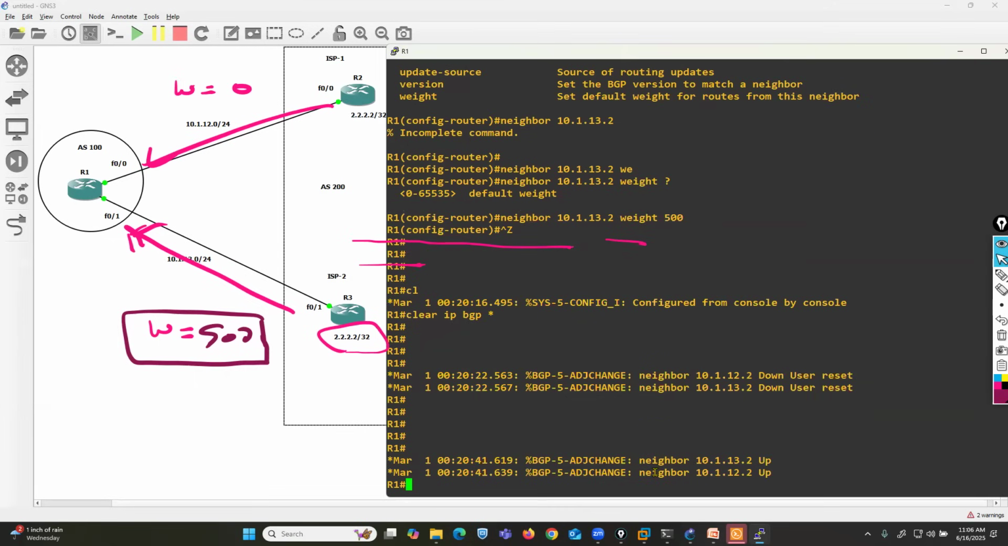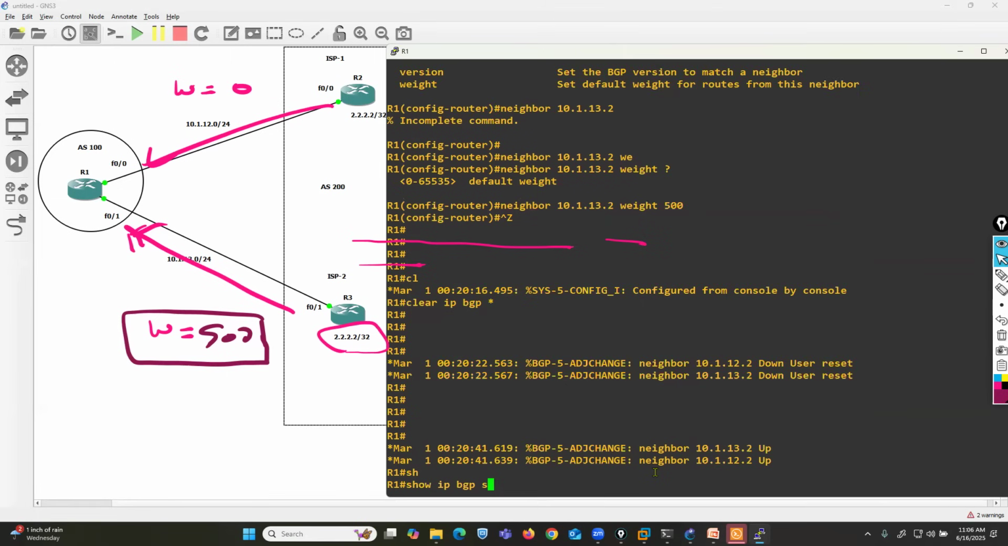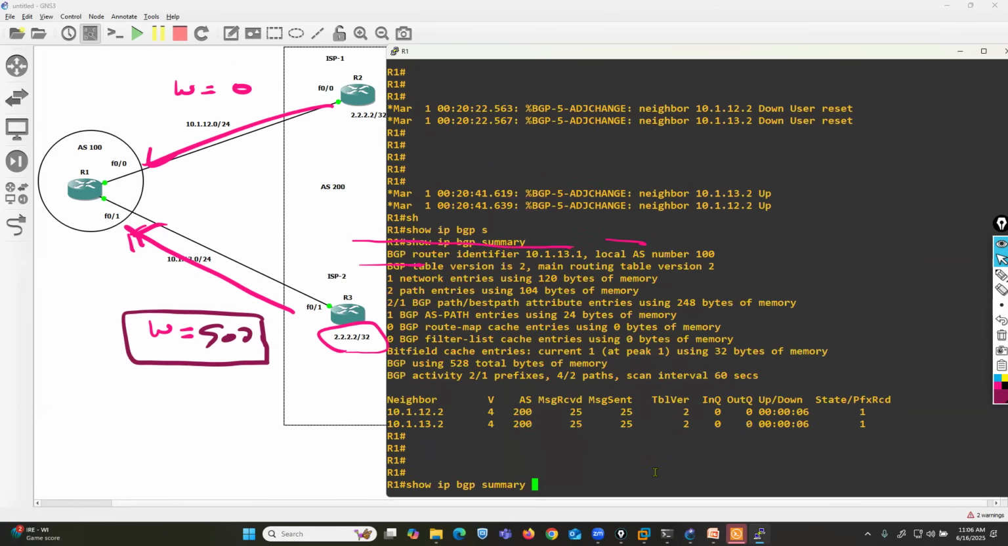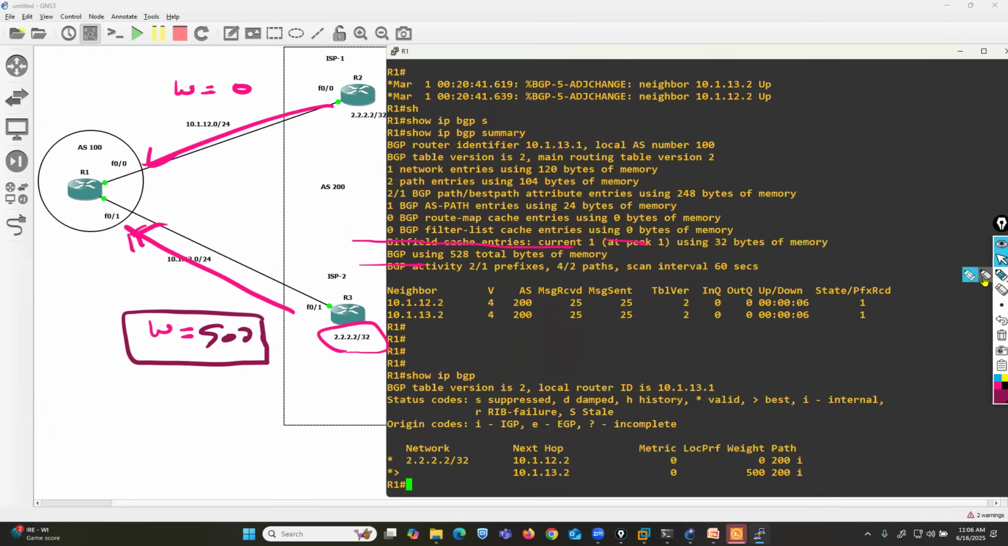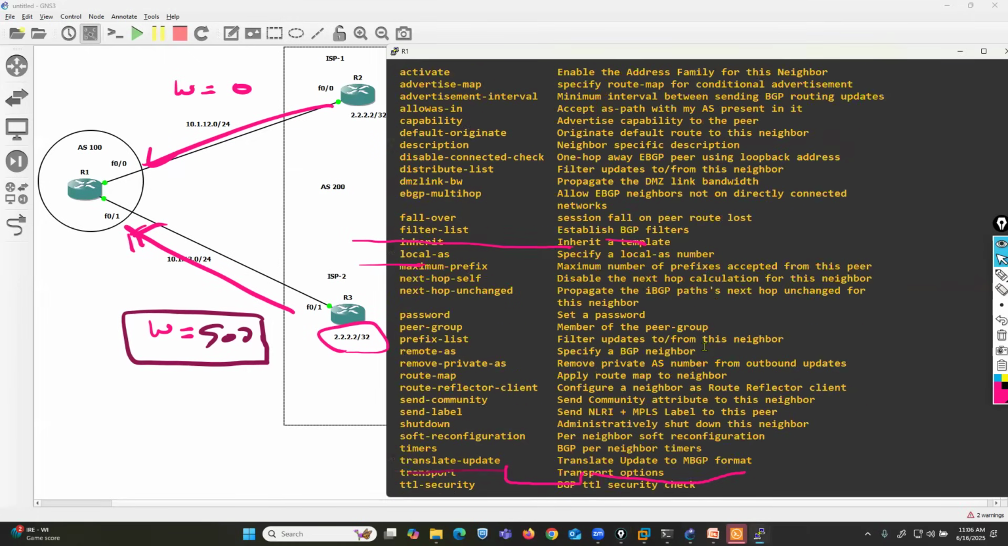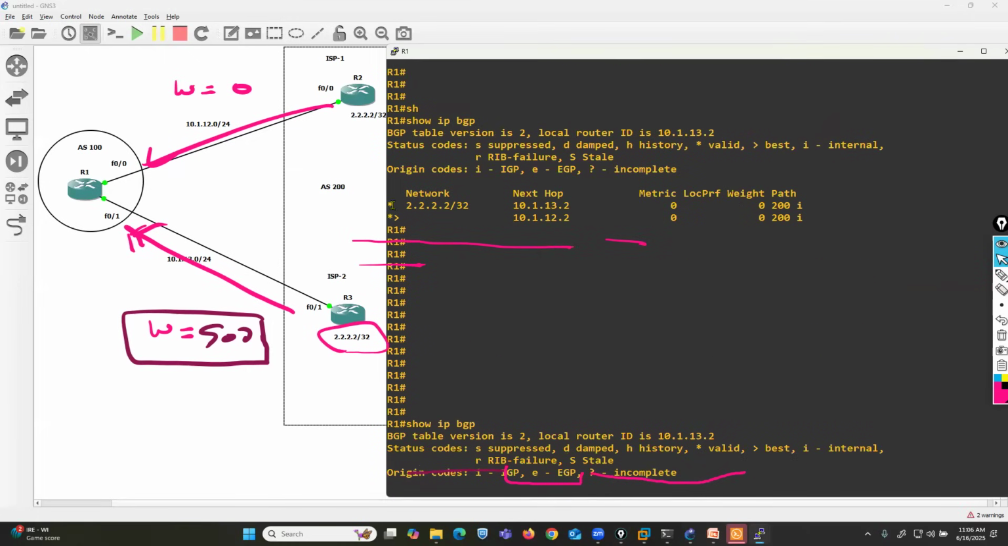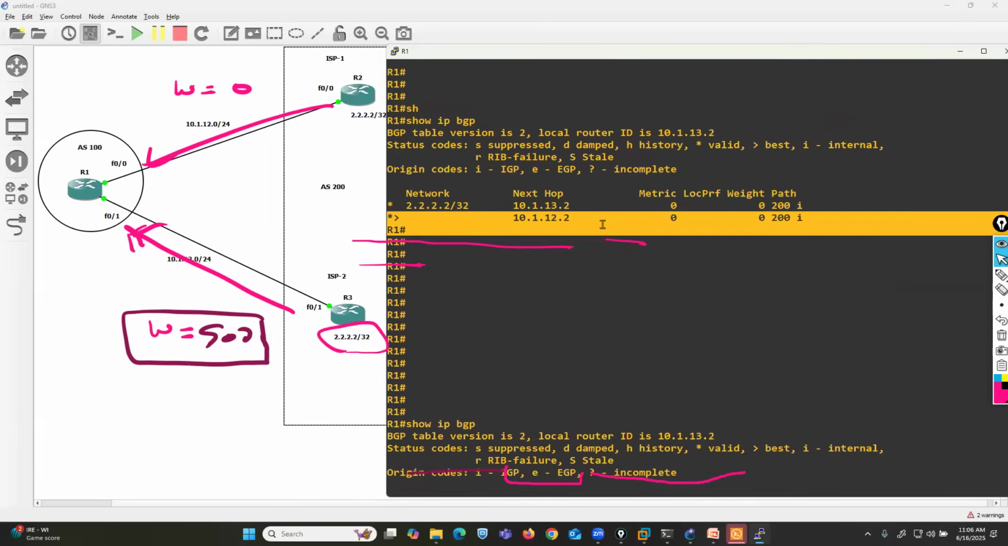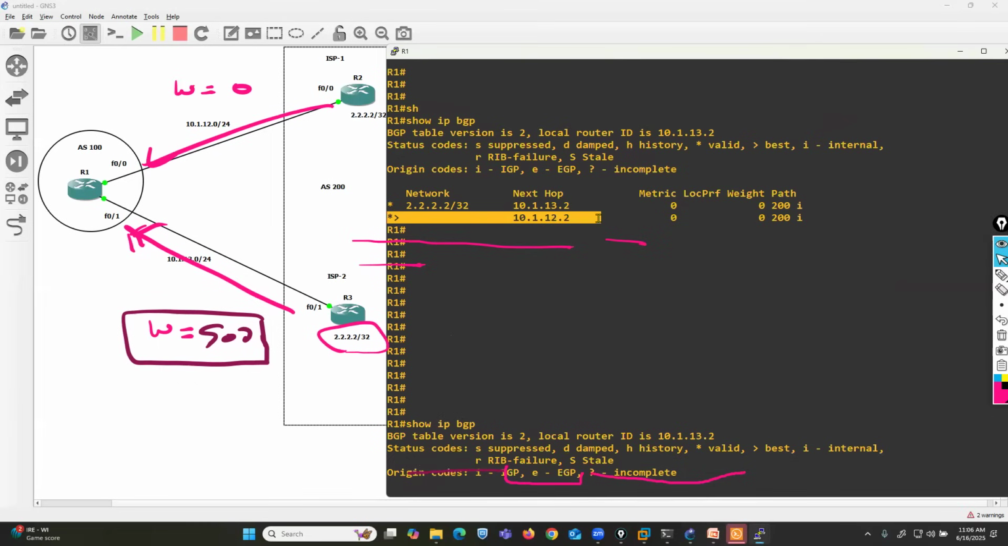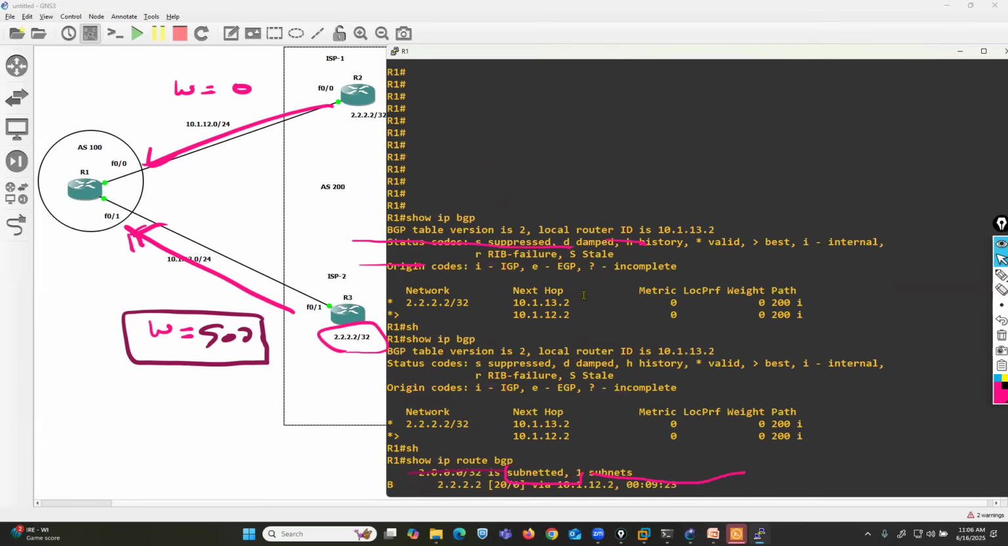Now you can see show ip bgp summary. Yes, I have enabled it. Now with show ip bgp, you can see that to reach this 2.2.2.2, the best route is 10.1.13.2. Why? Because via this side, the weight is 500. Before this, if you check your routing table to reach 2.2.2.2, the best route was via 10.1.12.2, remember?